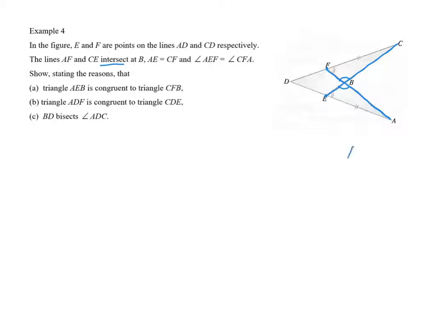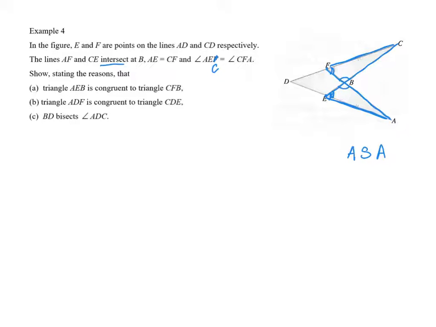So let us check now. We already have one angle by vertically opposite angles. And then next, they tell me that AE is equal to CF. So in this case, I will have another side. And then they gave me that angle AEC, according to my diagram, is equal to angle CFA. That gives me another angle.